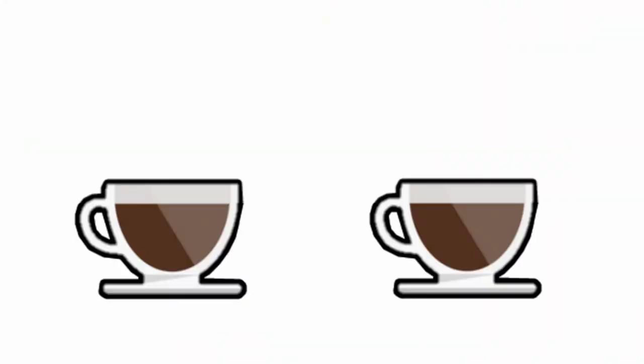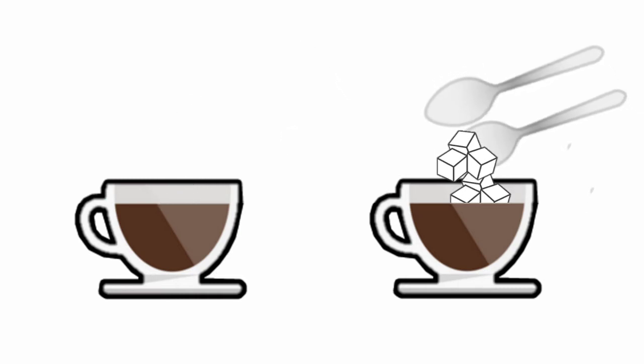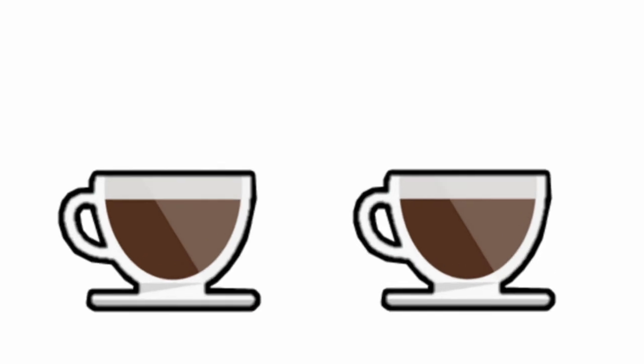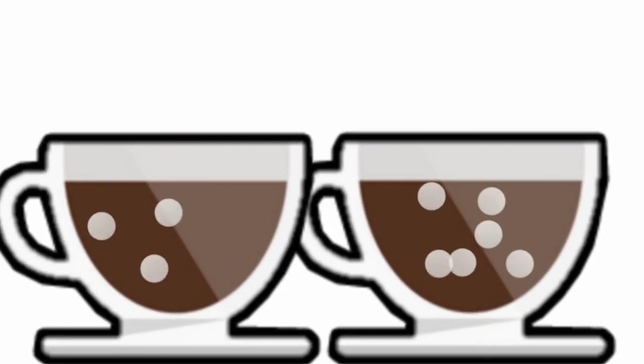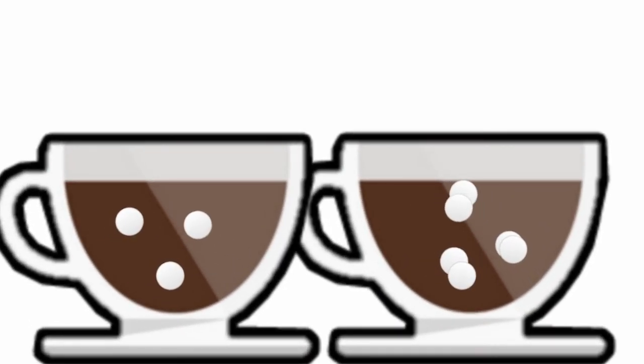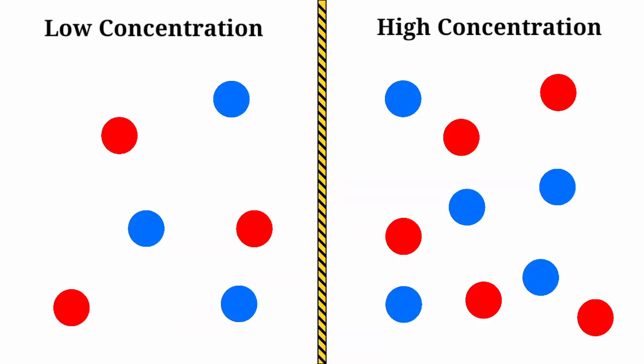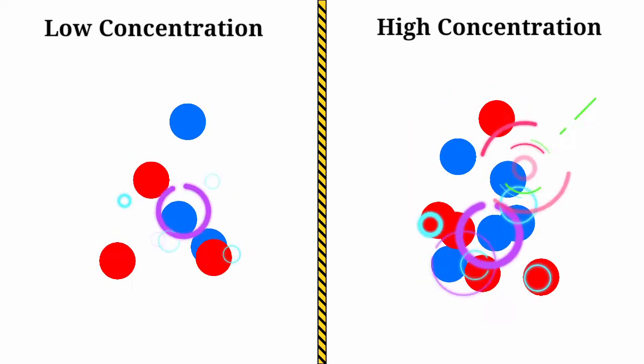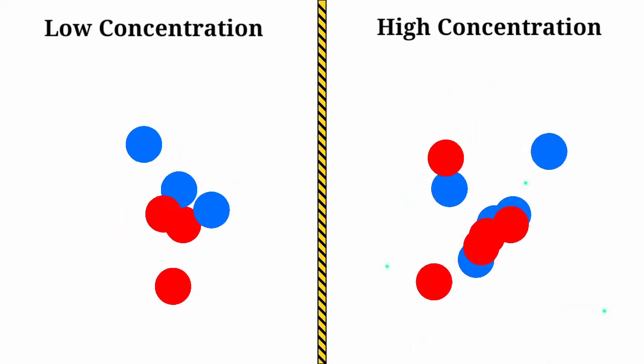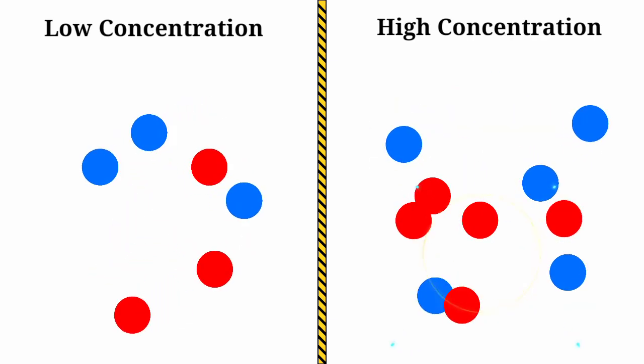For example, I make a coffee for my dad and me. I put 1 tablespoon of sugar in his coffee and I put 2 tablespoons of sugar in mine. Now, my coffee has a higher concentration of sugar than my dad's, because mine has more sugar in the same volume of solution. Higher concentration means higher chances of collision between reactant particles. Thus, it will increase the reaction rate.